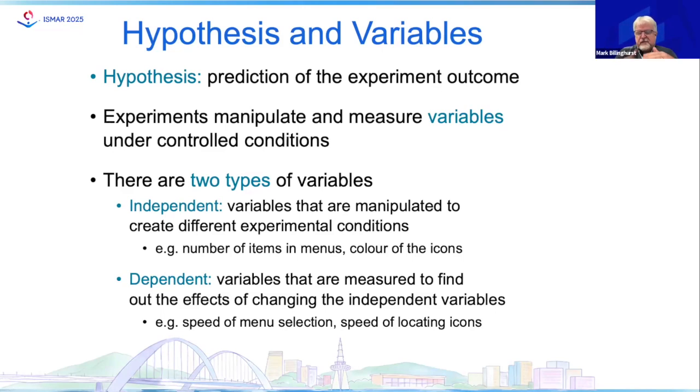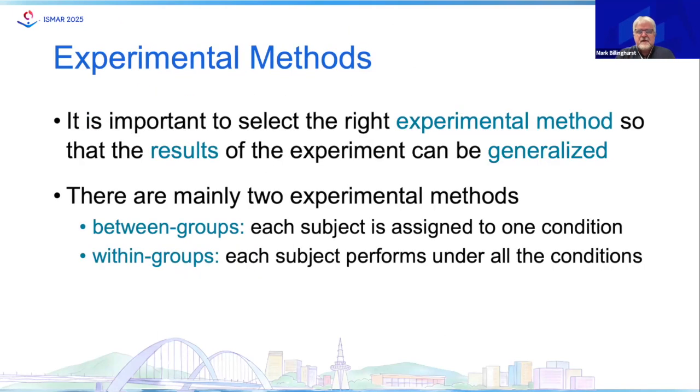So for example, if you've got a menu in VR, the number of items in the menu or the color of the items, that's the independent variable. And the dependent variable is a variable that's measured that's impacted by the independent variables. So for example, the number of items in the menu is the independent variable, but as the menu gets longer and longer, it's going to take more time to select from the menu. So that's the dependent variable.